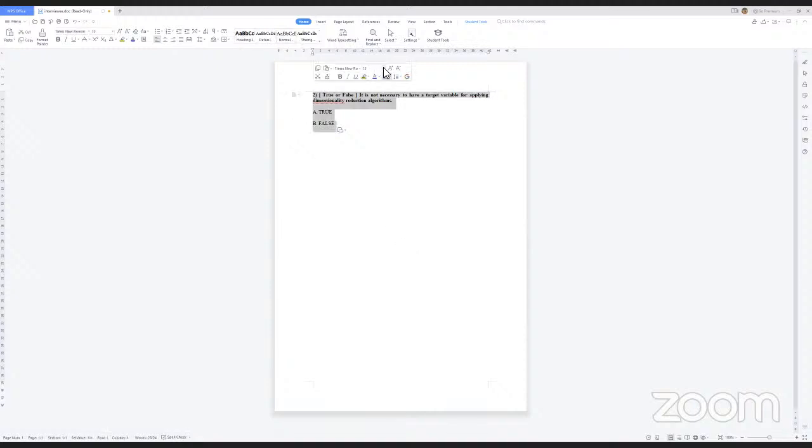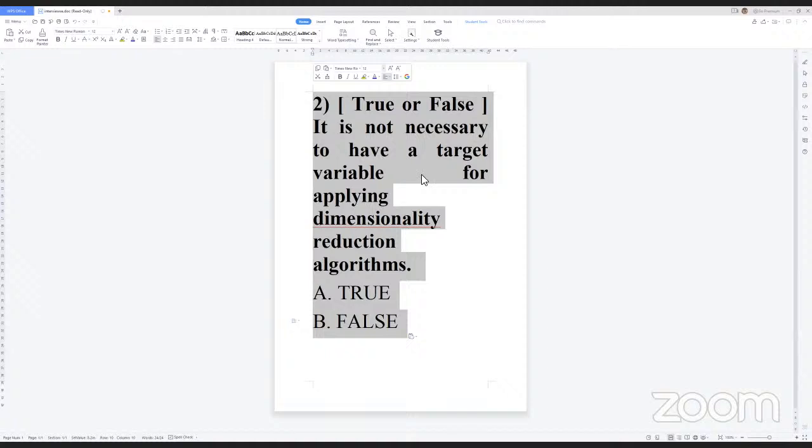The next question is also true or false. The next question states that it is not necessary to have a target variable for applying dimensionality reduction algorithms. True or false? Obviously, the options would be A true, B false.